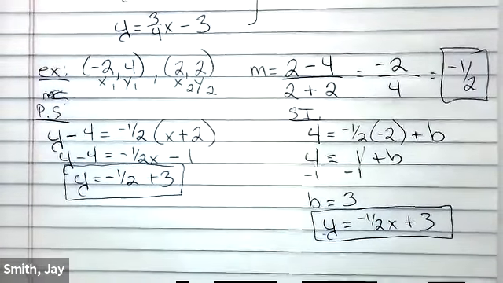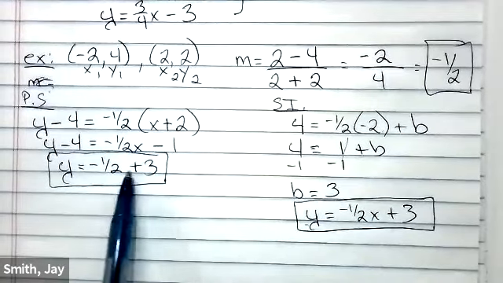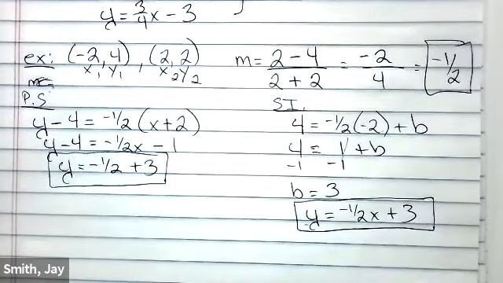It does not matter to me which method you take, the point-slope form or slope-intercept form, because we're going to end up with the same equation, provided we do it correctly.